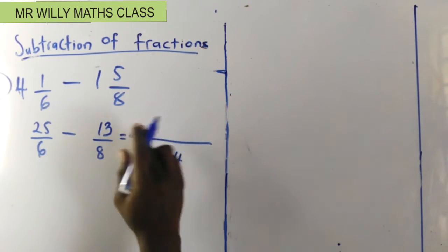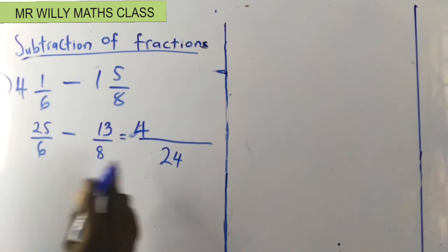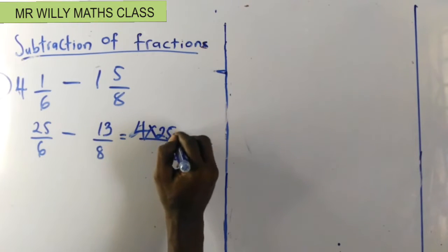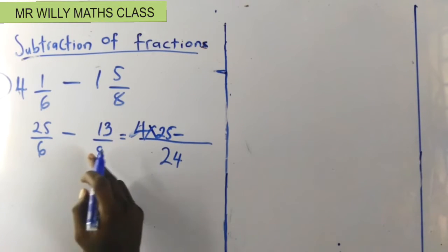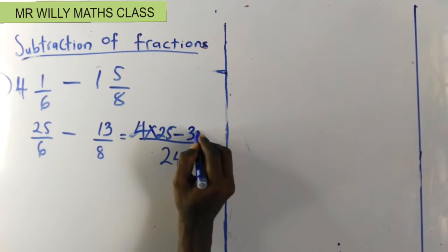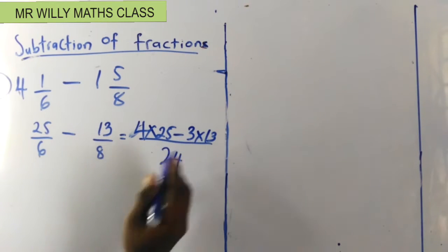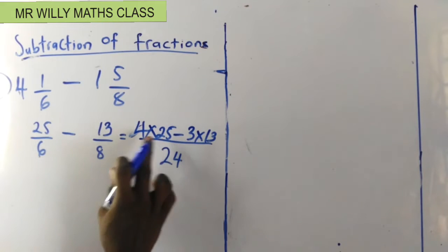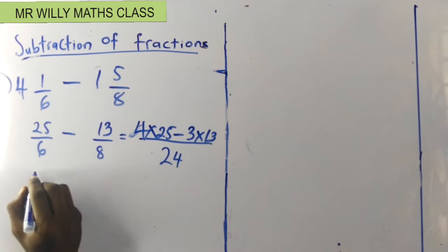That will be 4, rather. 6 and 24, that's 4. 6 times 4 is 24. 4 times 25. Now, 8 and 24, that will be 3. 3 times 13. Don't forget that 6 and 24 is 4. Then you now use that 4 to multiply the numerator. The numerator is 25. 4 times 25 is 100.